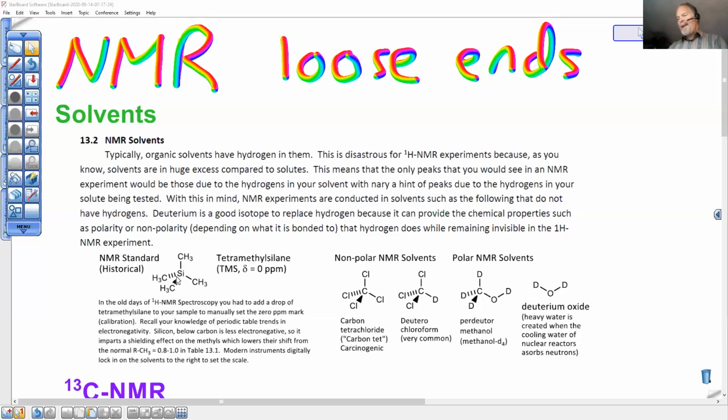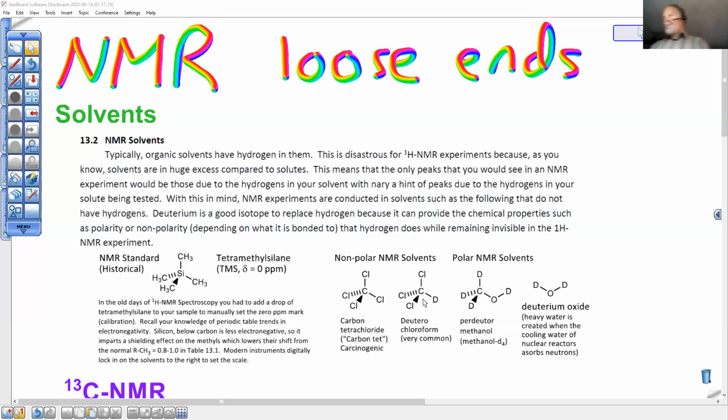We don't use that anymore. We have computers that'll lock into the trace amount of normal chloroform found in every sample of deuterochloroform, and it'll say, oh, that peak's supposed to be at 7.2, therefore this over here should be 0, and it sets it for you there. You just have to tell it what solvent you're using. Anyway, I'm never going to ask a question about how computers set the 0 nowadays versus in the old days.